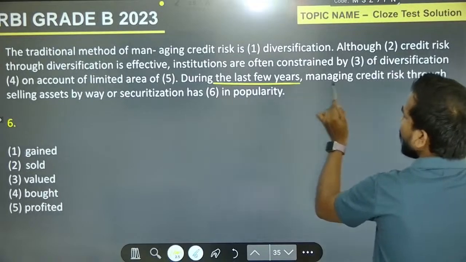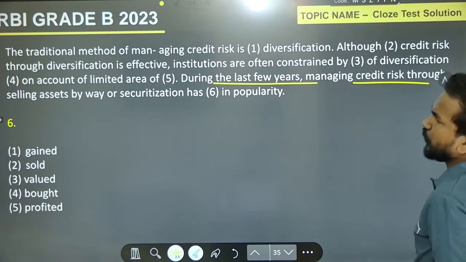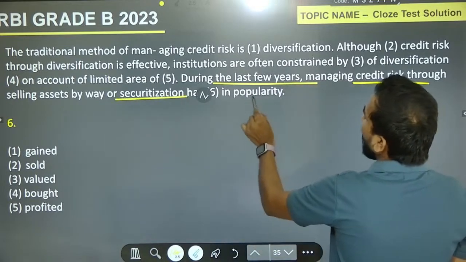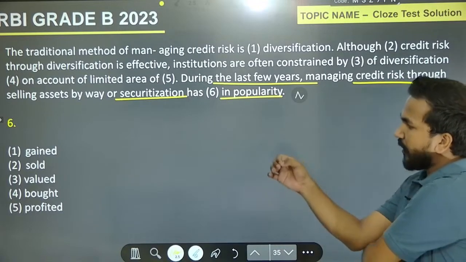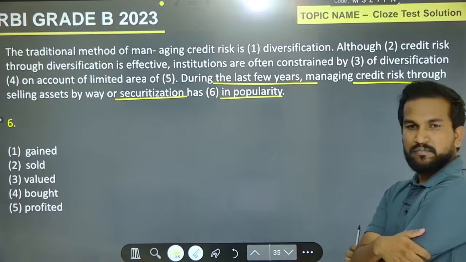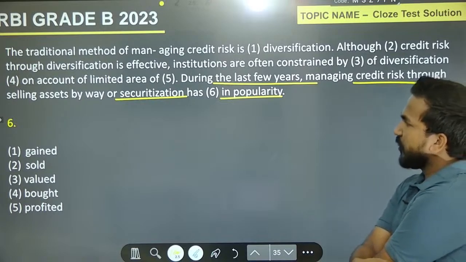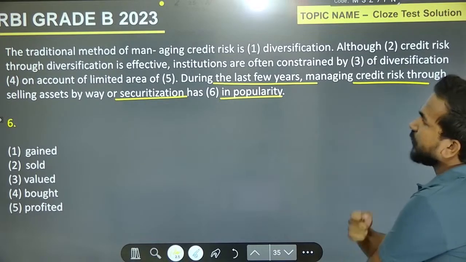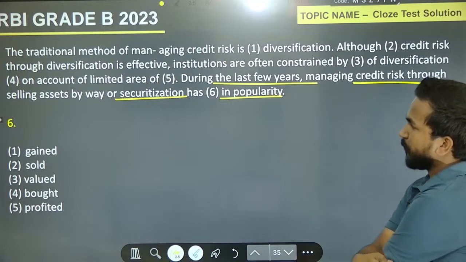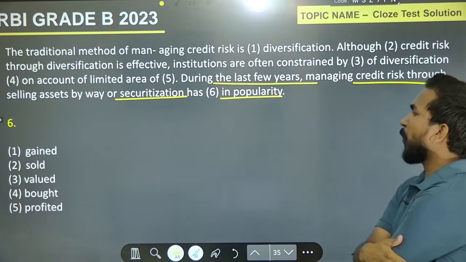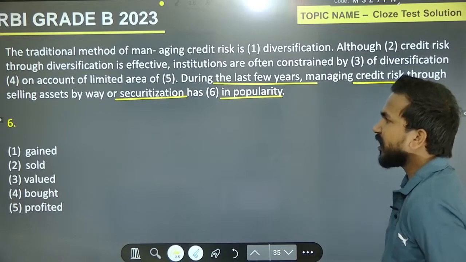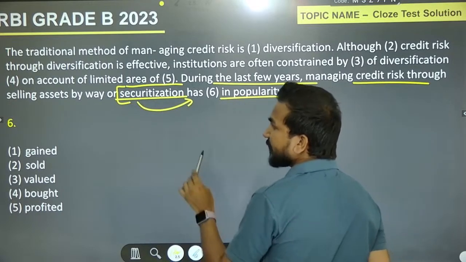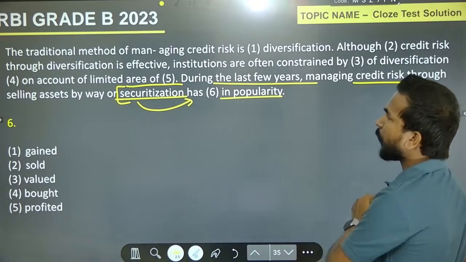During the last few years, managing credit risk through selling assets by way of securitization has blank in popularity. Gained, sold, valued, bought or profited. These are very similar words actually. During the last few years, managing credit risk through selling assets by way of securitization has blank in popularity. So what we are talking about now? We are talking about securitization. We are talking about securitization has gained, sold, valued, bought or profited in popularity.